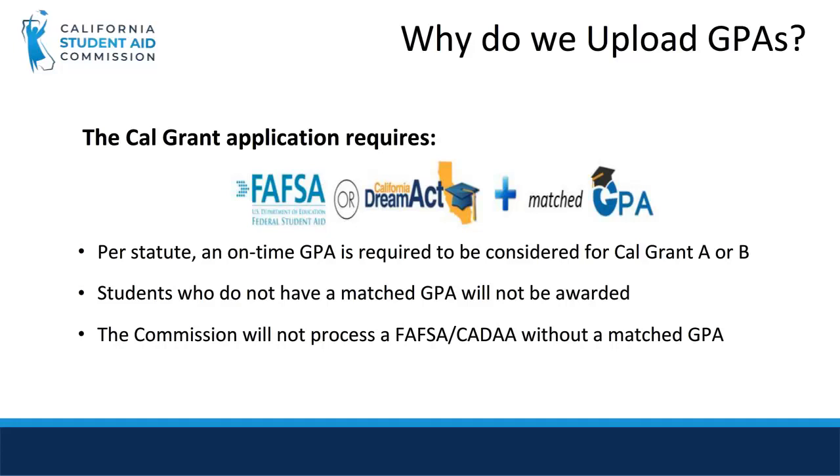Please note that Cal Grant C, which is a short-term vocational technical certificate program award, is the only Cal Grant that does not require a GPA, but it does still require a FAFSA or DREAM Act application to be submitted by the March 2nd deadline.